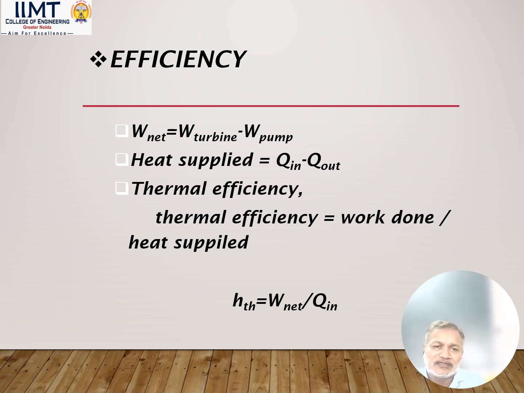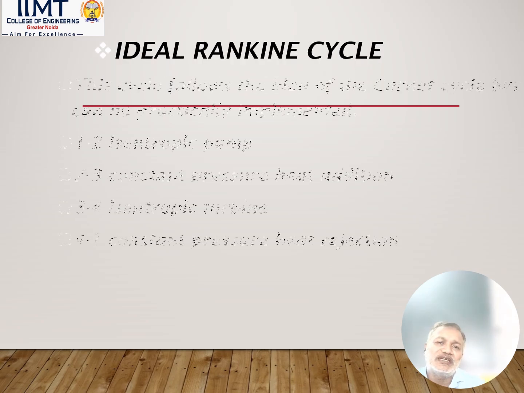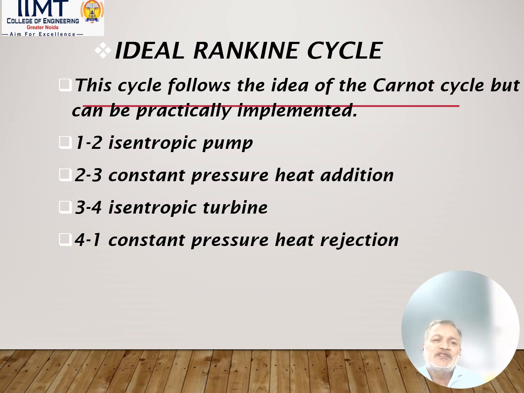Okay, so let us move further. That is the ideal Rankine cycle. The cycle is the ideal cycle. There are four processes. The compression in the pump is isentropic, that is reversible adiabatic. Similarly, the heat addition is isobaric. Expansion in the turbine is isentropic, that is reversible adiabatic, and the heat rejection is also isobaric, that is the constant pressure heat rejection. These are the processes since Rankine cycle is the ideal cycle.